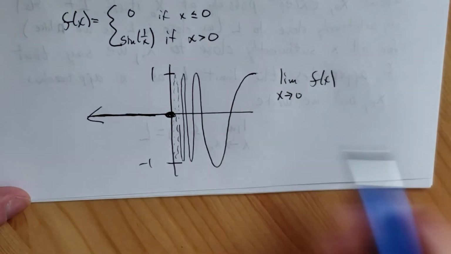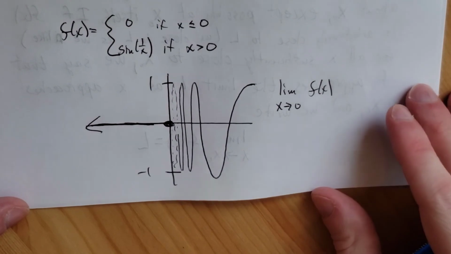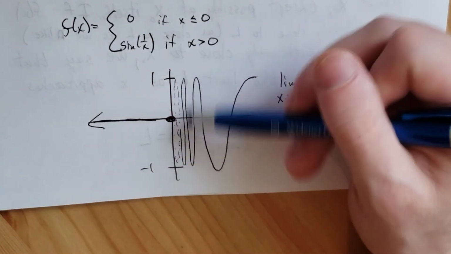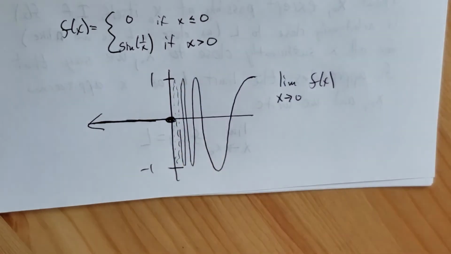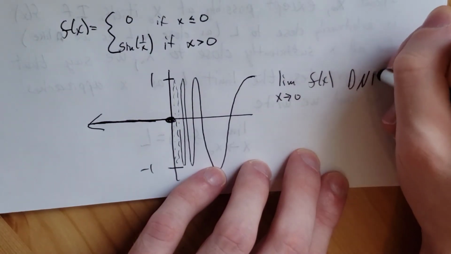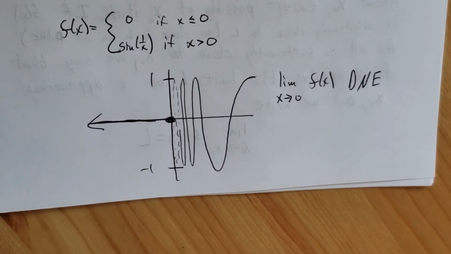So if we asked what the limit as x approached 0 was of this function f of x, defined by this piecewise function up here, well, this doesn't approach a single y value because the y value is bouncing back and forth between negative 1 and positive 1 over here. So again, this limit does not exist. So we have a few examples where we can see, at least graphically, why a function may not have a limit at a specific point.